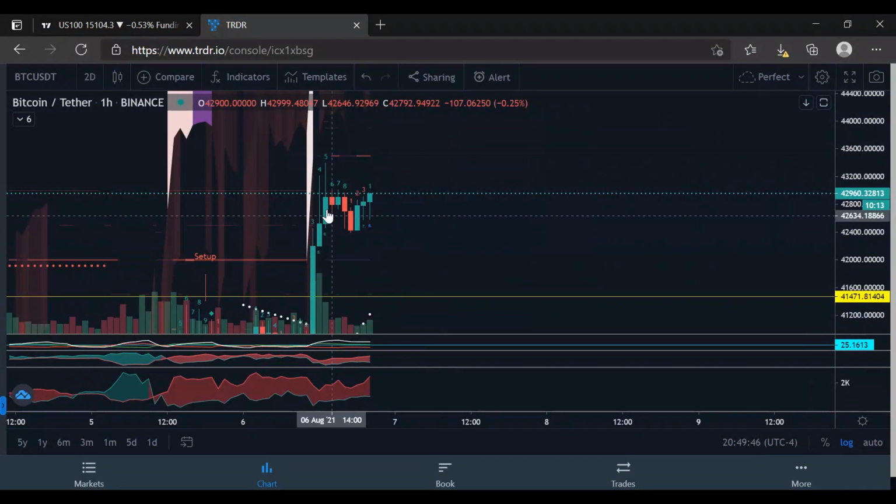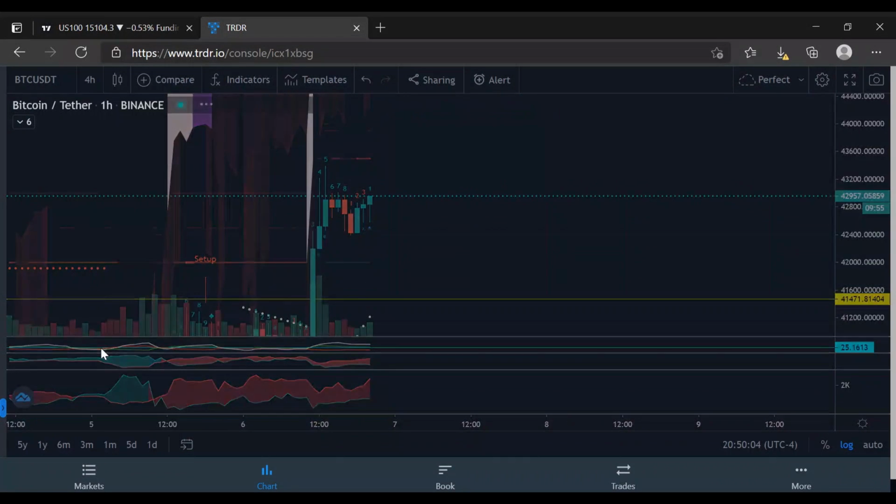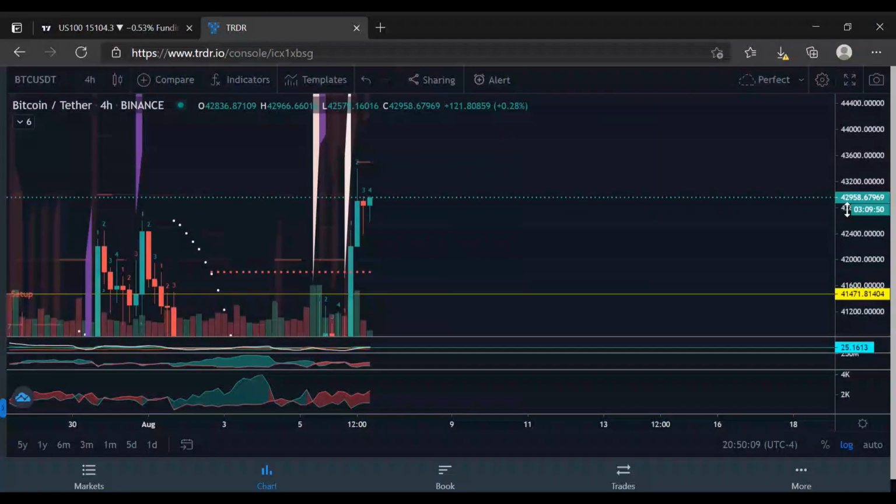All right, so we did not quite make a 9 count, but close, and rejected. Let's see if this closes as a green 1 on the 1 hour. That'll break the momentum to the downside, but we'll have a little bit maybe, but it won't be as powerful. Let's check our 4 hour. 4 hour still says up for momentum.